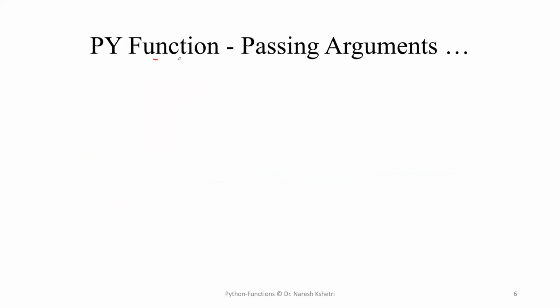Obviously, the Python function, and in the Python function we are passing some arguments. We all know there are three ways to pass the arguments. Out of the three ways, one is the positional arguments, second is the keyword arguments, normally I write the initials as KA, and third is the default values. These three things are used widely while passing the arguments in the Python function.